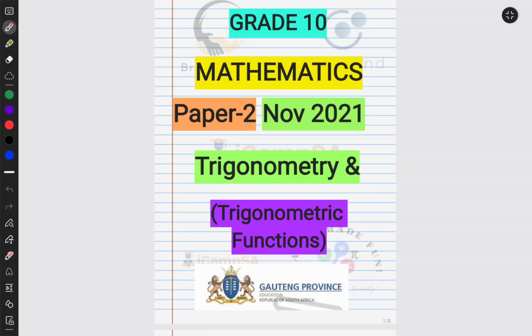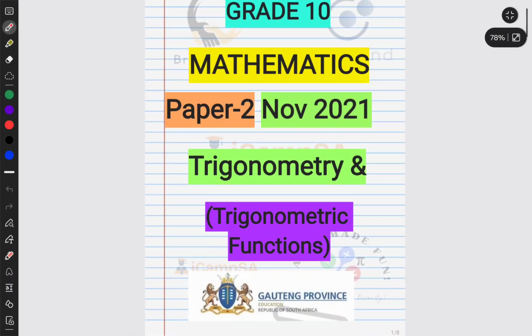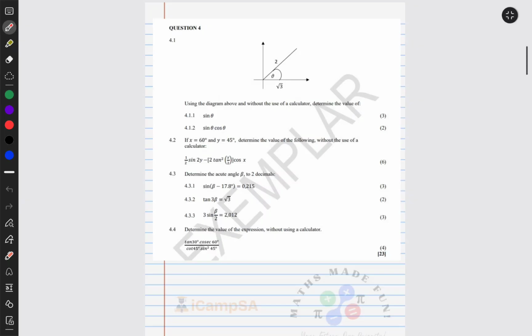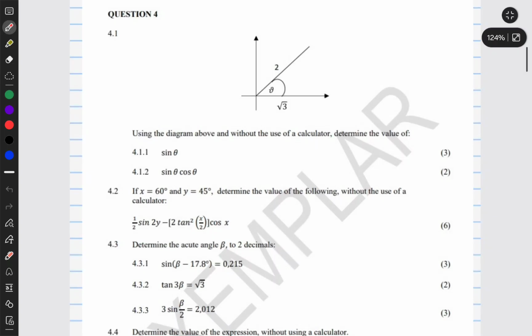In this lesson, we're going to be doing a past paper question. This particular paper is from Gauteng province, and it was written in November 2021. The area of focus is trigonometry and trigonometric functions. Let's get into it. For question 4, hopefully it's visible.